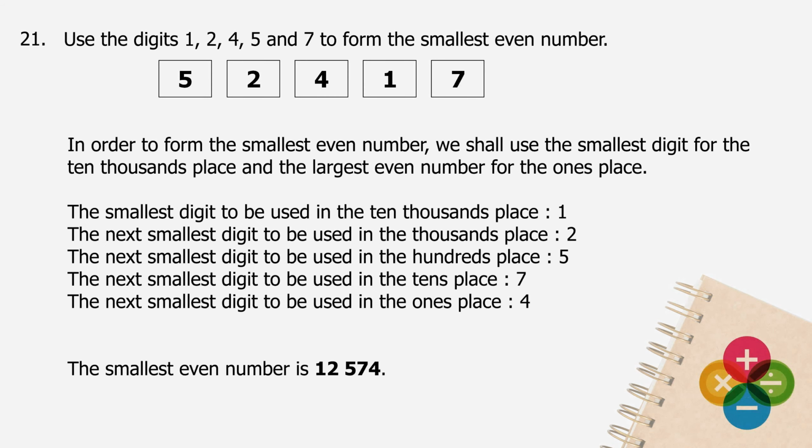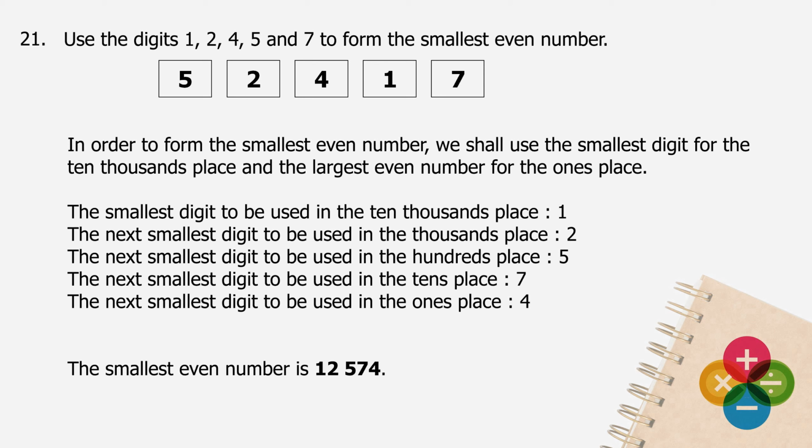In order to form the smallest even number, we shall use the smallest digit for the 10,000s place, and the largest even number for the ones place. The smallest digit to be used in the 10,000s place will be 1. The next smallest digit to be used in the thousands place will be 2.